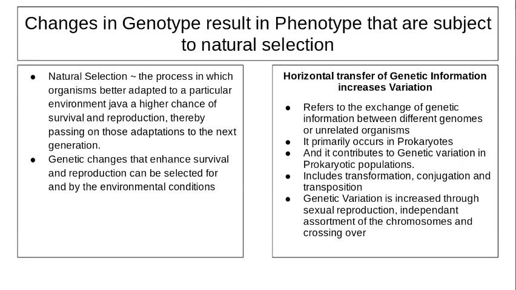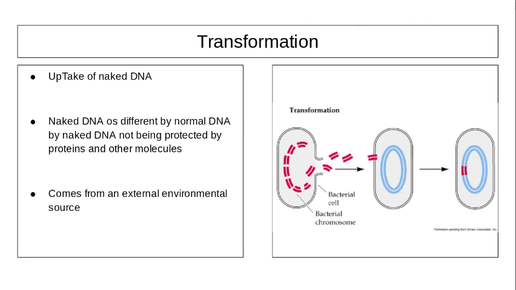Horizontal transfer of genetic information, increased variation, refers to the exchange of genetic information between different genomes or unrelated organisms. It primarily occurs in prokaryotes, and it contributes to the genetic variation in prokaryotic populations. It includes transformation, conjugation, and transposition. Genetic variation is increased through sexual reproduction, independent assortment of the chromosomes, and crossing over.